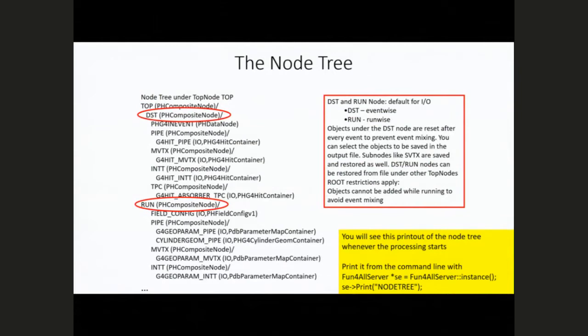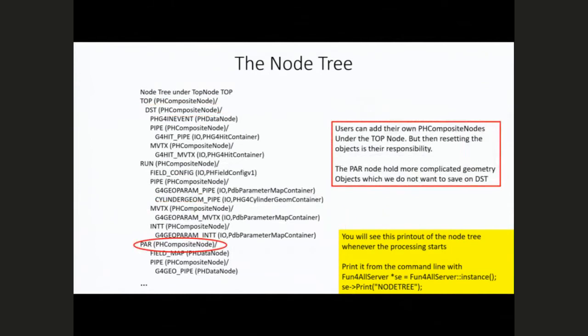If you want to, the ones you save, you can reconstitute them under a different node tree. Again, you can have various different node trees in memory. If you feel like it, you can add your own composite nodes here directly. Nobody stops you from doing that.